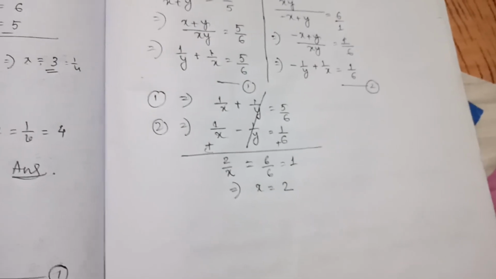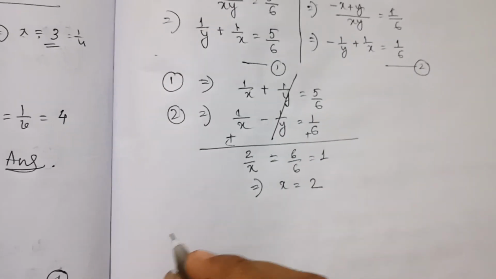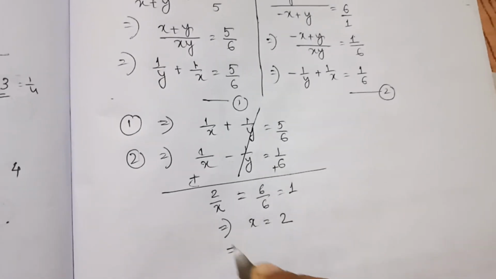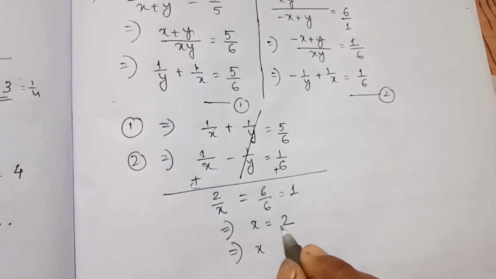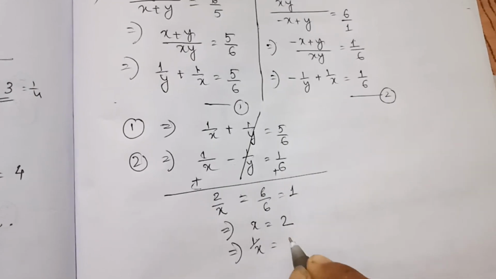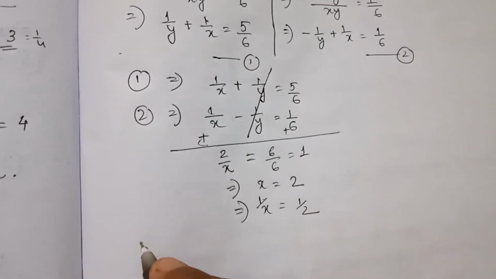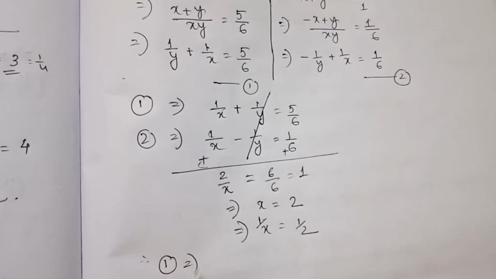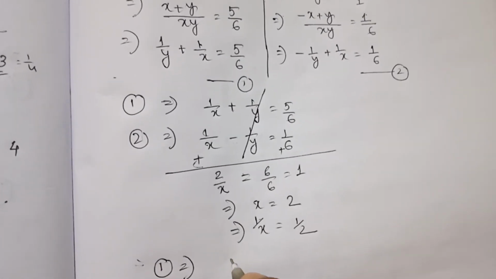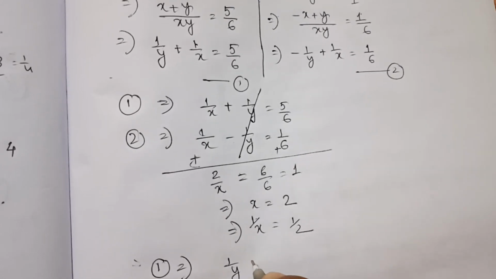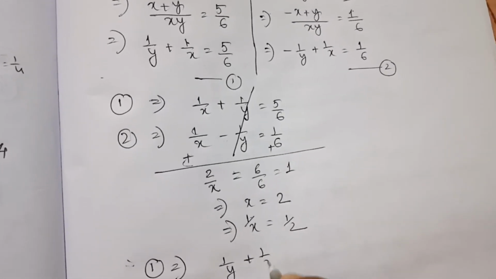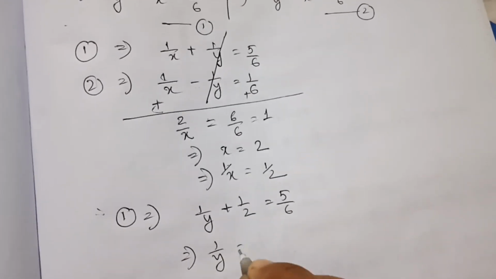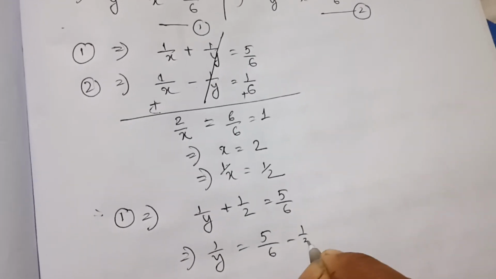Once we have got x equals 2, we can put it in any one of the equations. So I'm just taking x equals 2. That means 1 by x equals half. So from 2 or from 1, you can write anything. That is 1 by y plus half equals 5 by 6. That means 1 by y equals 5 by 6 minus half.